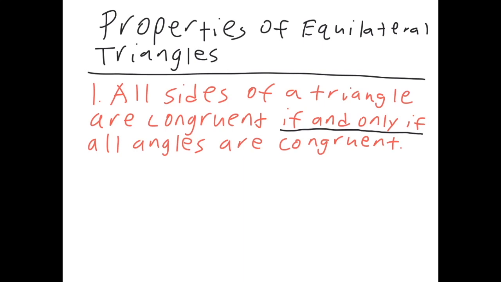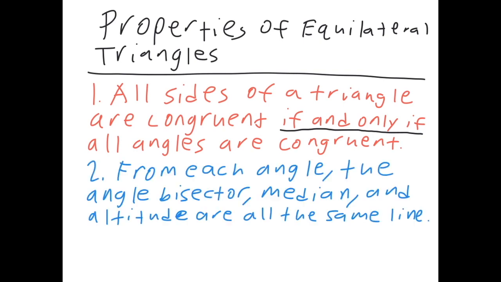So if all the sides of a triangle are congruent, then that means all the angles of a triangle are congruent. But you can also read it backwards. If all the angles of a triangle are congruent, then all the sides of a triangle are congruent. So if you ever see if and only if, it works both forwards and backwards. It's a phrase that mathematicians use to show that it goes both forwards and backwards.